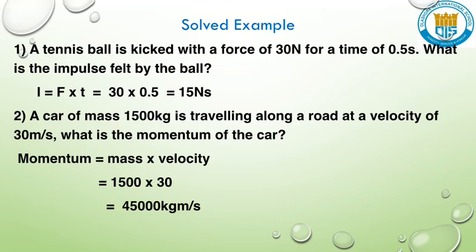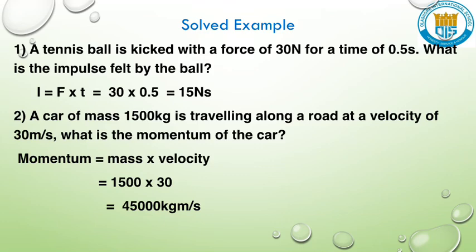First, impulse. We are asked to calculate the impulse experienced by a ball that was kicked with a force of 30 newtons, and the time for which the force acts on the object is 0.5 seconds. Like I said earlier, impulse is force times time. So you just multiply 30 newtons by 0.5 and you get 15 newton seconds.